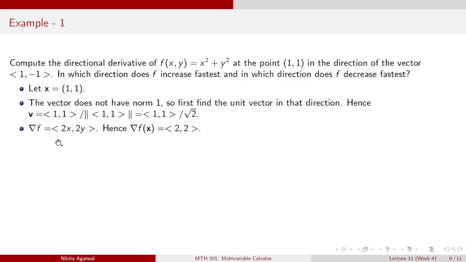What is the gradient of f? The partial derivative with respect to x is 2x, the partial with respect to y is 2y. So if you compute at the given point, you get (2, 2).